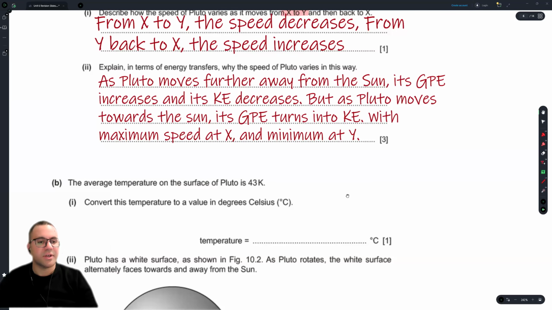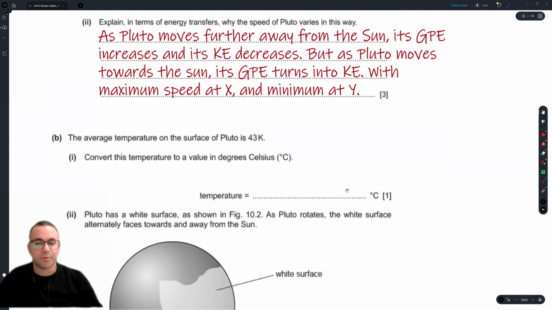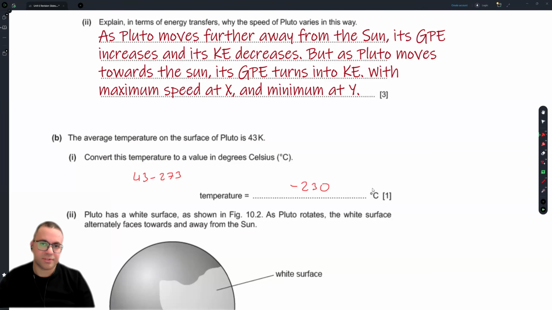Nice. Next. The average temperature on the surface of Pluto is 43 Kelvin. Convert this temperature to Celsius. Now we know this. This is more of a thermal physics question, right? So 43 minus 273. To change Kelvin back to Celsius, you subtract 273. That would give us negative 230 degrees Celsius.